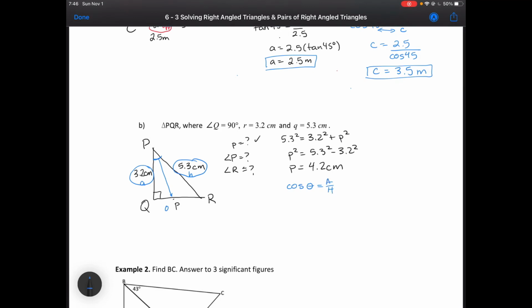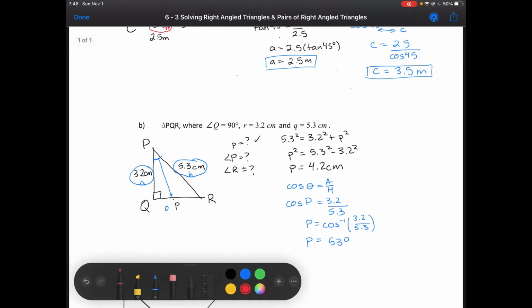So I'm going to use my adjacent side and my hypotenuse along with my cosine ratio to solve for angle P. So writing out my cosine ratio in general, then substituting in the values that I know, is going to allow me to write angle P is equal to the cosine inverse of 3.2 over 5.3. And then that I can do on my calculator and get that angle P is equal to about 53 degrees. The last thing that I have to find is angle R.